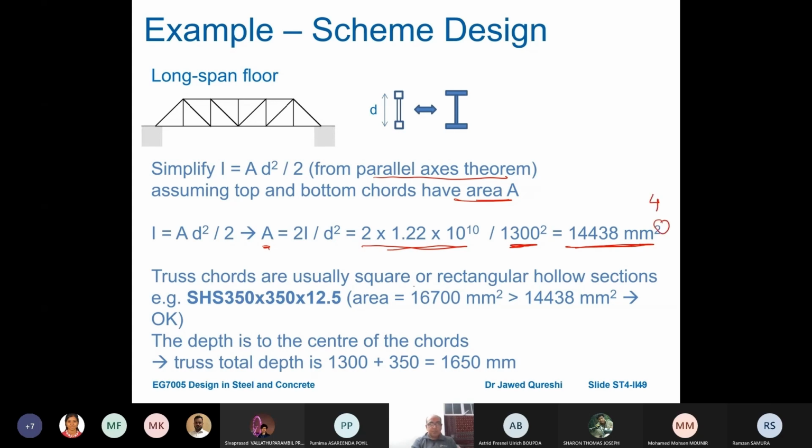Truss chords are usually square or rectangular hollow sections. So we're using SHS 355 by 12. And again, in the same way, find out from section table, the provided area is greater than required. The depth is to the center of the chords. Truss total depth is going to be 1300 plus 350. So the total depth is going to be 1650 millimeter.